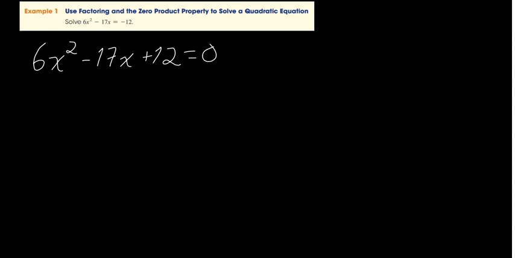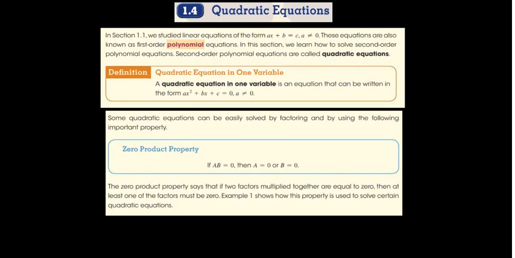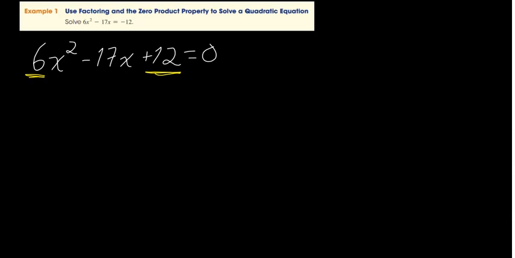Okay, so the AC method, what we're going to do is look at the A value and the C value. Again, the A is the number in front of the x squared, and the C is the constant. So we're going to call this the AC method. We're going to say 6 times 12. Well, 6 times 12 is 72. Let's fix that up. 72.